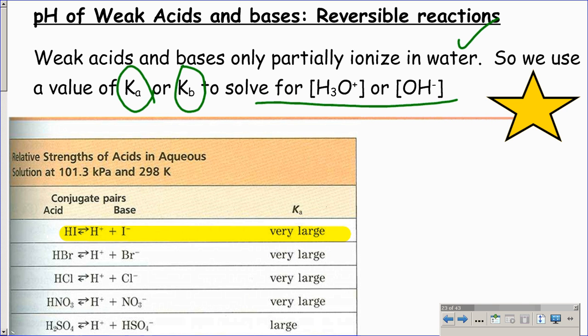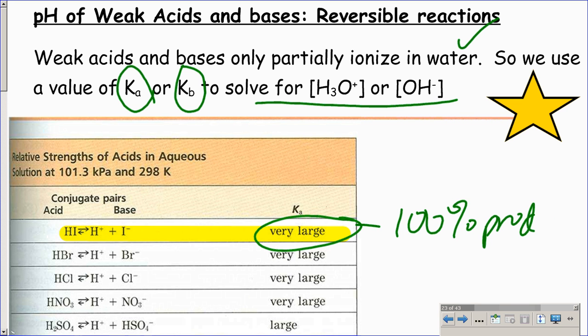So HI, is it a strong acid or a weak acid? Strong acid. This reversible arrow is a lie, okay? Once the H and I break up, they do not go back to the HI, hydroiodic acid form. The way we can indicate that with a Ka is to say it's very large, meaning 100% products are made. We don't even have a number for it. We just say it's very large. That means it's a really strong acid because it makes a lot of products.